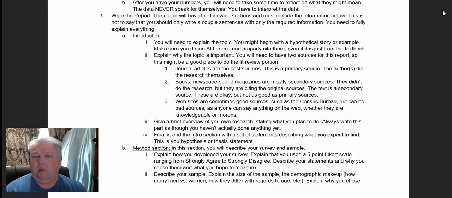And that's what we call a hook, right? You draw them in, because you wouldn't actually do this in a scientific research journal, but this is a little bit of a crossover writing for you.